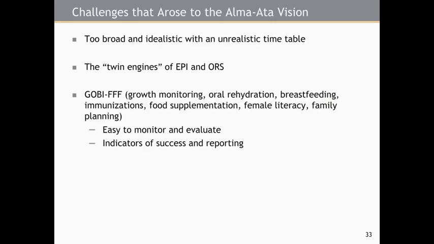But for many people, the whole notion of health for all by the year 2000, which the Declaration at Alma-Ata called for, was too broad and idealistic with an unrealistic timetable. And at that same time as well, the importance of immunizations was being recognized, and the low coverage of immunization services in developing countries was becoming a problem. In the early 80s, the coverage of immunizations in most poor countries was only 5 to 10%.